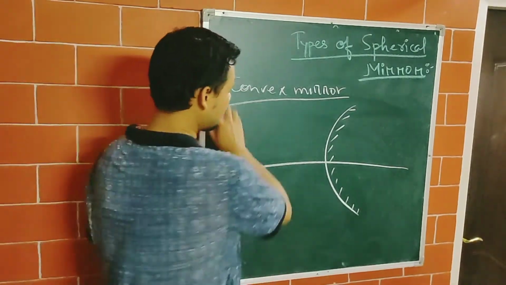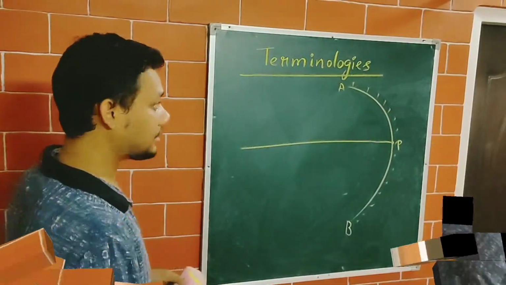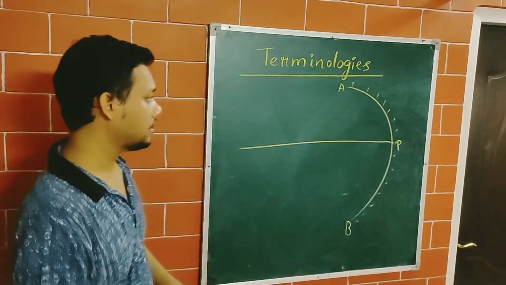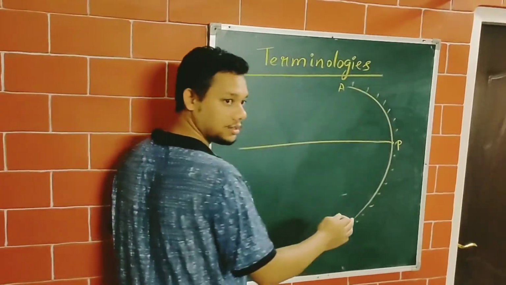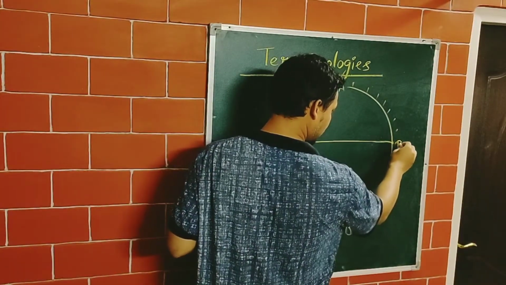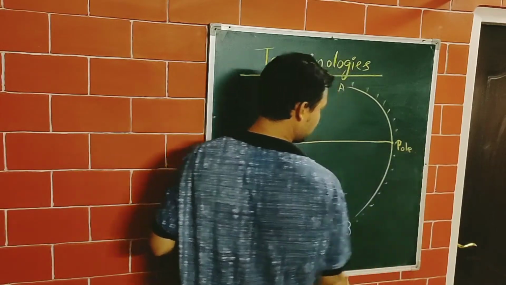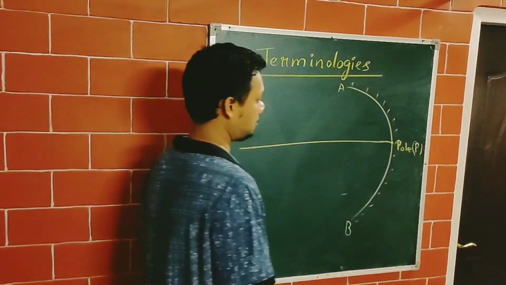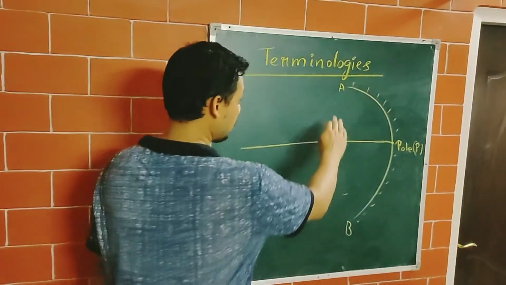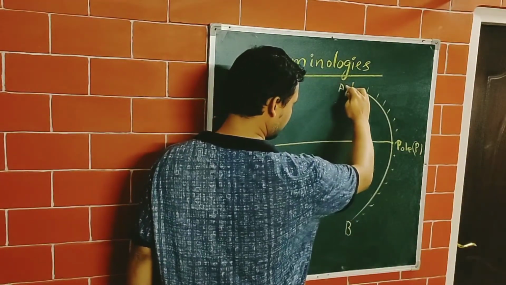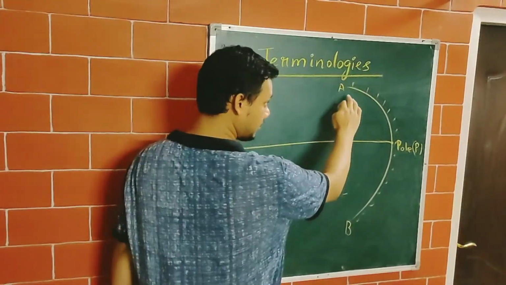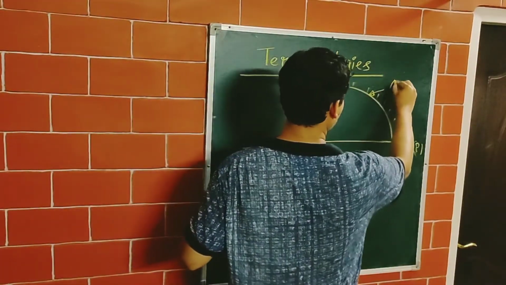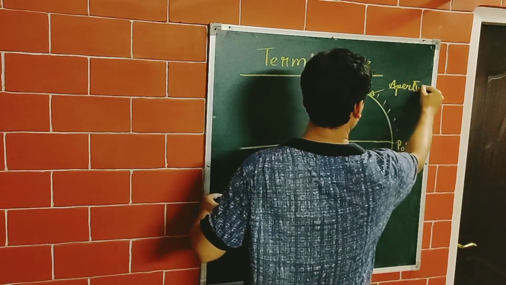So next topic, we are studying terminologies of spherical mirror. Let us take one mirror. This is a concave mirror, and the center of the spherical mirror, so this is the center, it's called pole. It is represented by P. Next, this part from here A to B, this curved part, that means this reflecting part is called aperture of the mirror. This is called aperture.